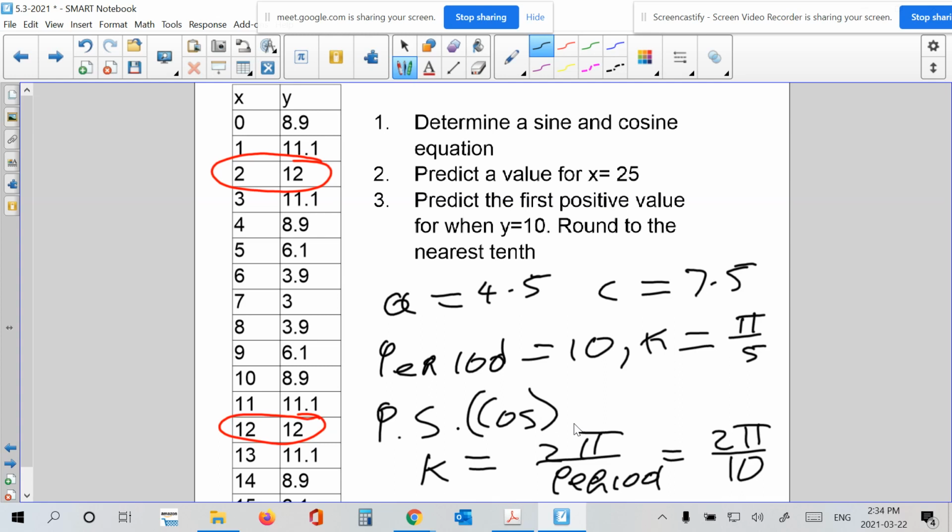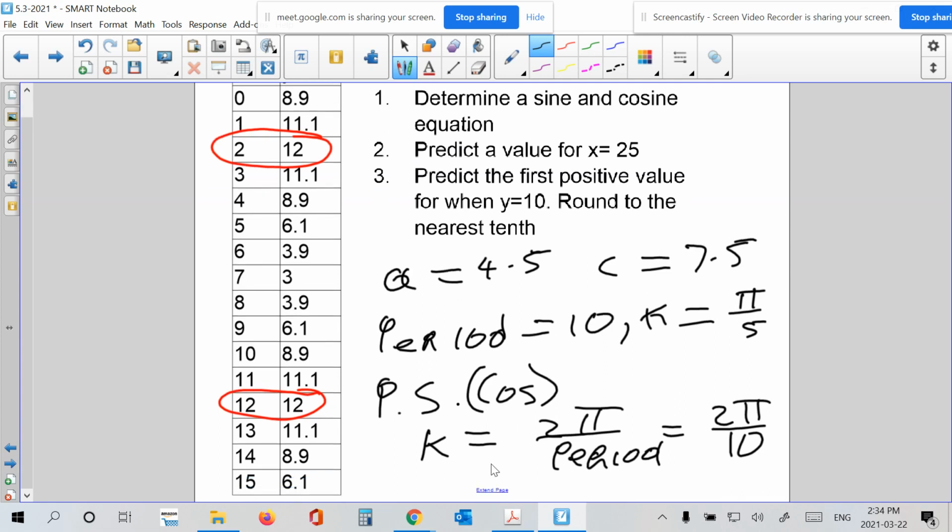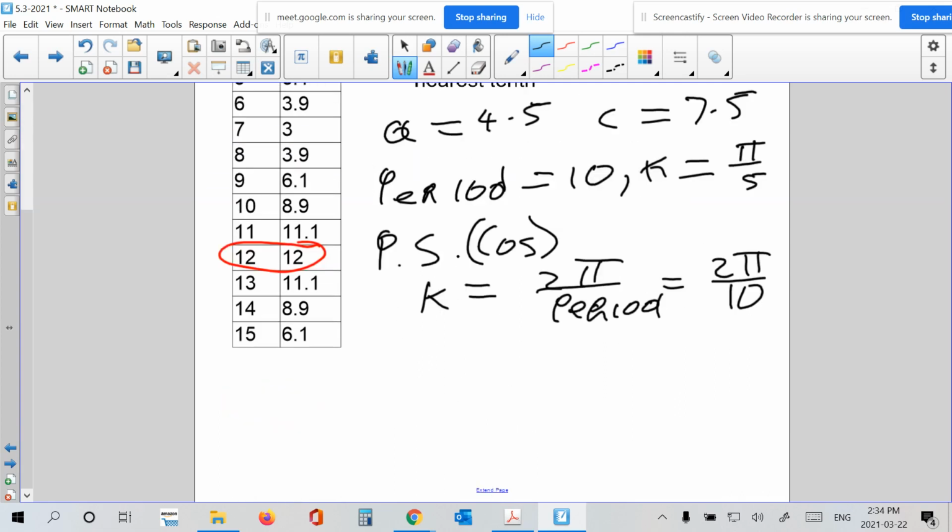So Jeremy thinks, it sounds like you're saying it's a shift of 2 to the right. It sounds like what Jeremy is saying. And does everybody agree with that? Does that make sense? Phase shift is 2 to the right.